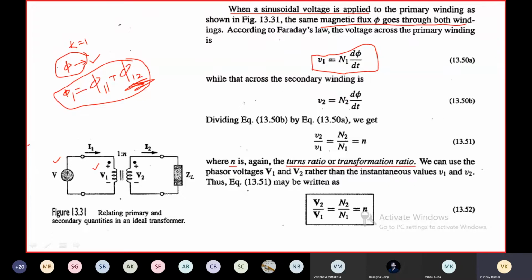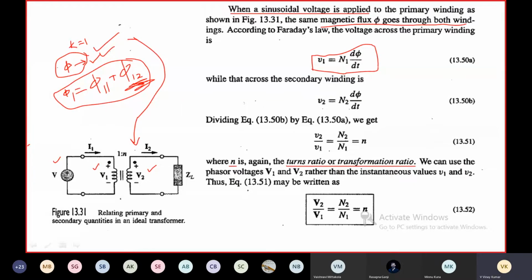Similarly, what will be the EMF induced in coil 2? Because of the flux produced in coil 1, which links coil 1 as well as coil 2, EMF will be induced in coil 2. That EMF is V2. V2 is equal to N2 d phi by dt.